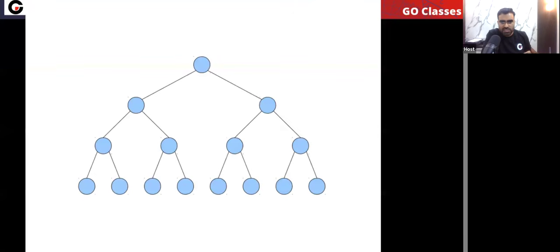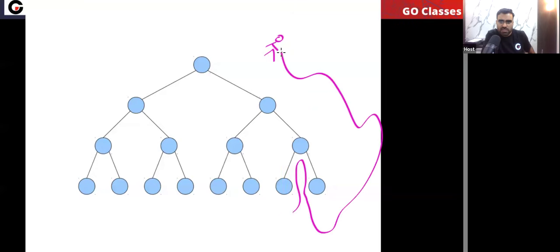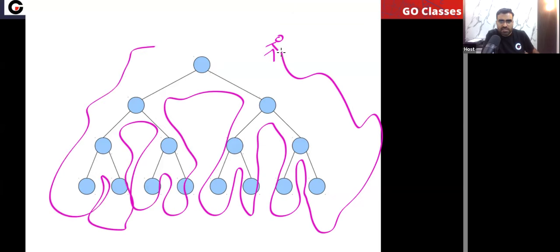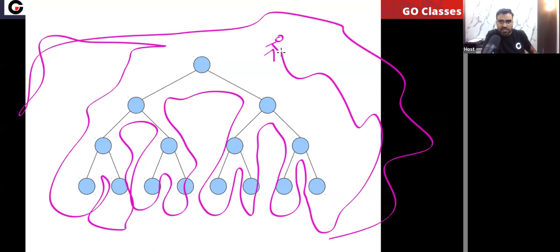Tell me the number of faces in this diagram. This is a tree. This is a graph without any cycle. How many faces are there in this? Only one face is there, because just think about it. If I'm standing here, how much area can I cover without crossing the edges? Without crossing the edges, I can cover the whole area. Yes or no?